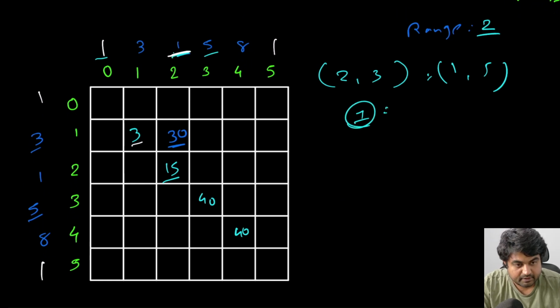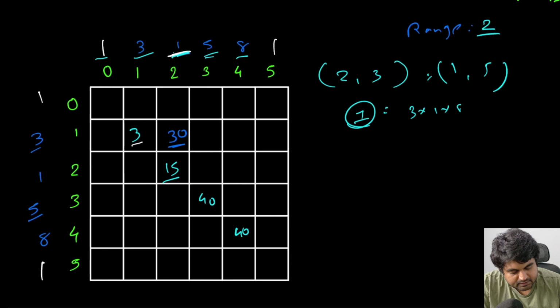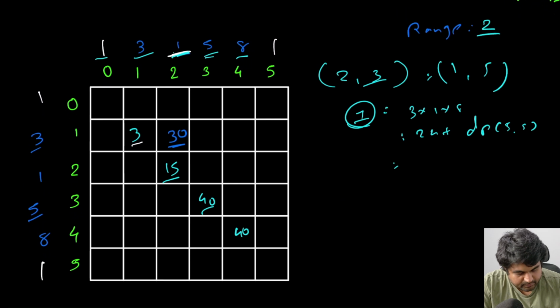If we burst balloon number 1 last, basically it's going to be value number 3 multiplied by 1 multiplied by 8. So that is going to be 3 multiplied by 1 multiplied by 8. So that would be 24 plus whatever value we get from DP at value 3 and 3, and that value is going to be 40. So the sum is going to be 64.